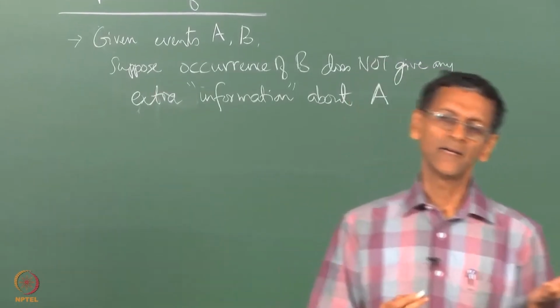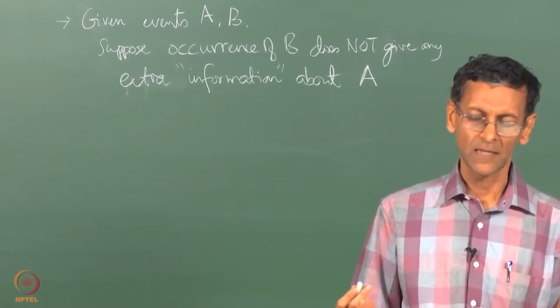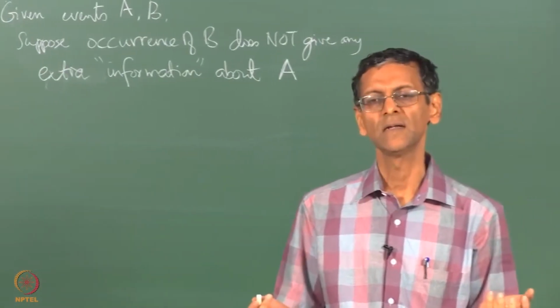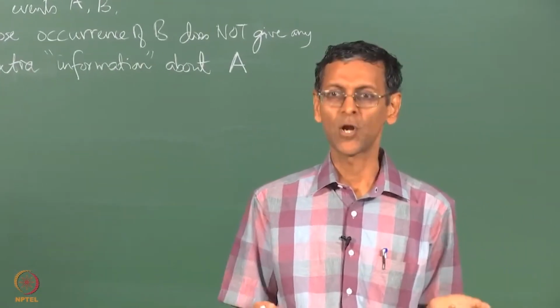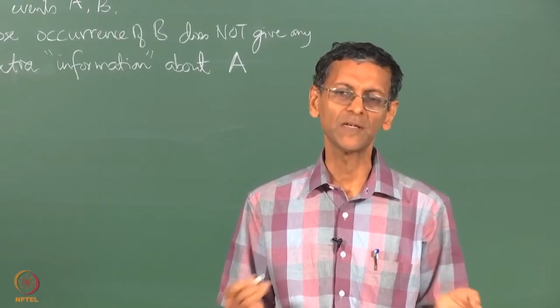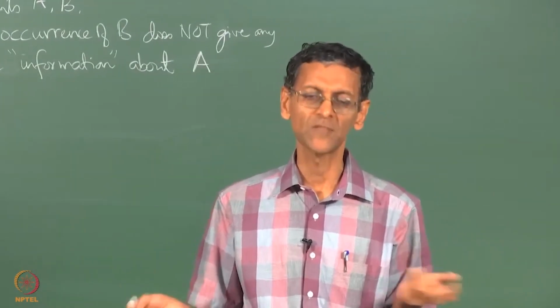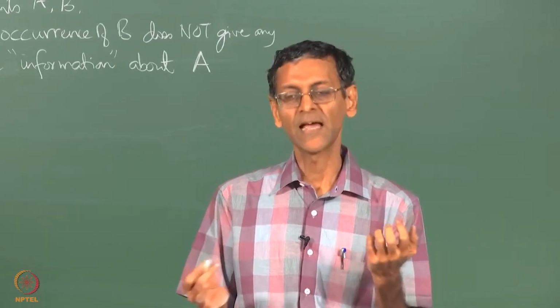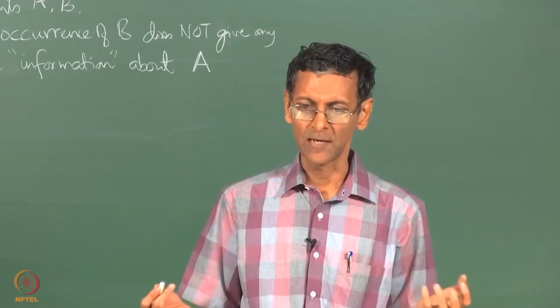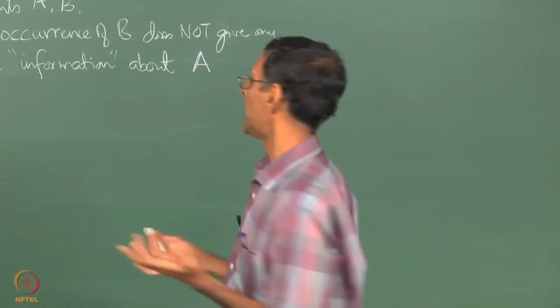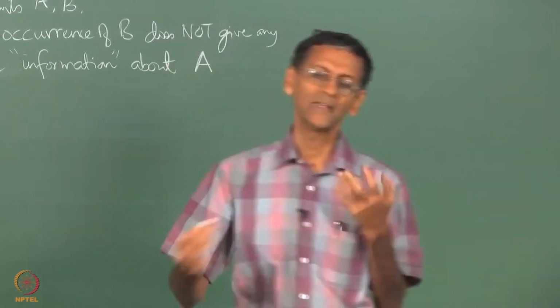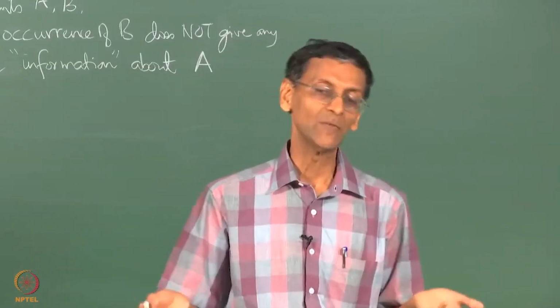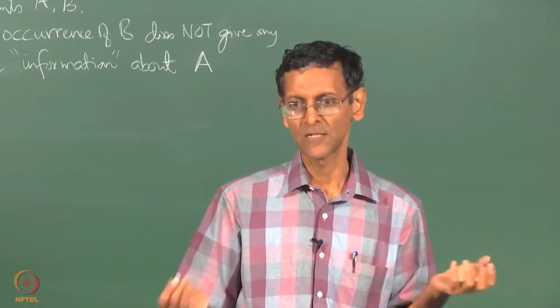Supposing you have A and B which are, let us say, disjoint, then you know that if B has occurred, A cannot occur. So P of A given B or P of B given A will be 0, even though P of A and P of B by themselves will be positive. So that is saying a lot. Or if A and B are highly related, P of A given B can be very close to unity and things of that kind.